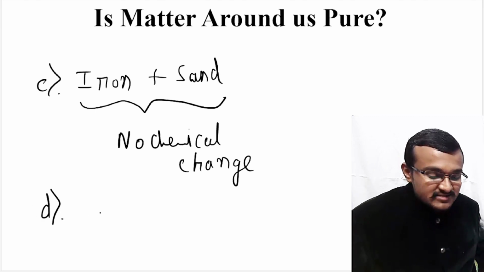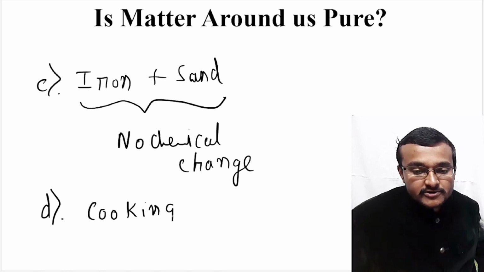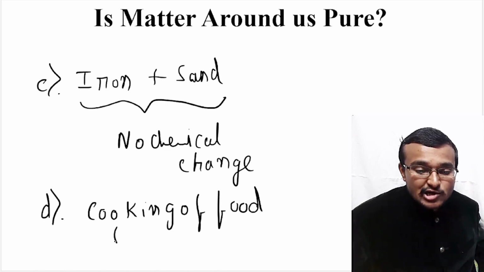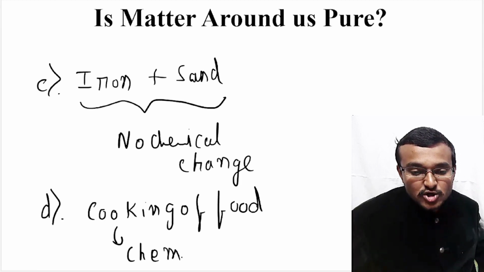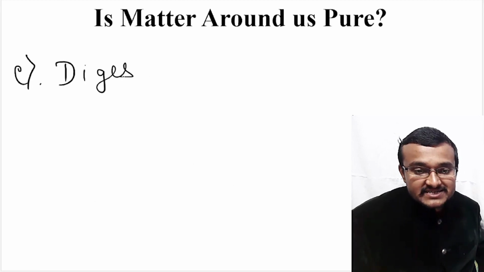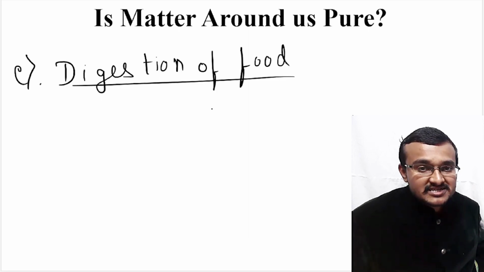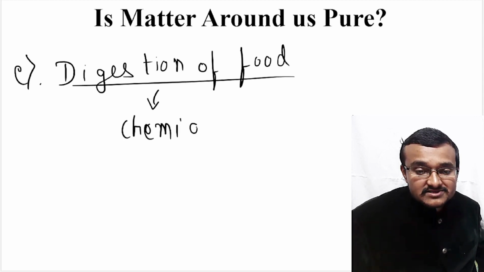Coming to the D part of this 11th question, there they have given cooking of food. Even while cooking food, there will be a lot of chemical changes happening inside that particular food. Hence, cooking of food is also an example for chemical change. So coming to the next question, there they have asked digestion of food. So even during digestion of food, there will be a lot of chemical changes occurring in this particular food. Hence, this is also an example for chemical change.